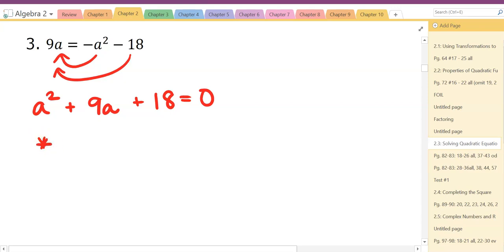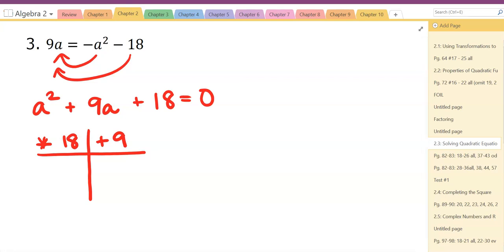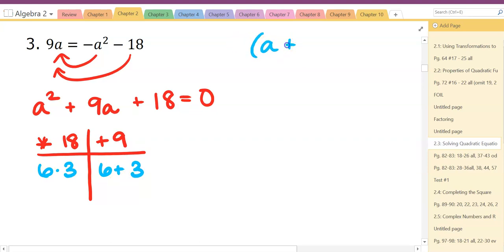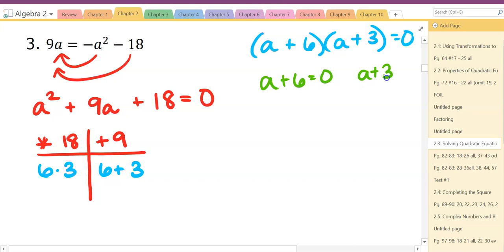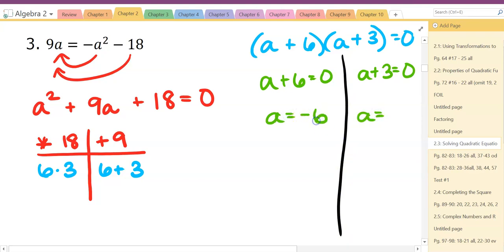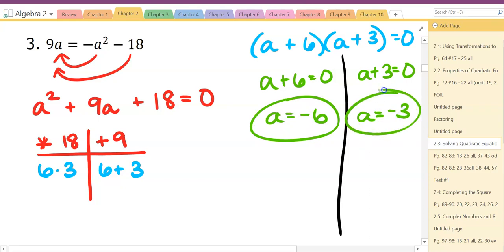So what do I need to multiply to in this problem? Like if I'm sitting in my chart, I need two numbers to multiply to what? 18 and add to 9. What numbers do that? Good. 6 times 3, 6 plus 3. So when I factor it, a plus 6, a plus 3 equals 0. Set both of those up. a plus 6 equals 0. a plus 3 equals 0. So what are the two answers we should have gotten? Good. Negative 6, negative 3.